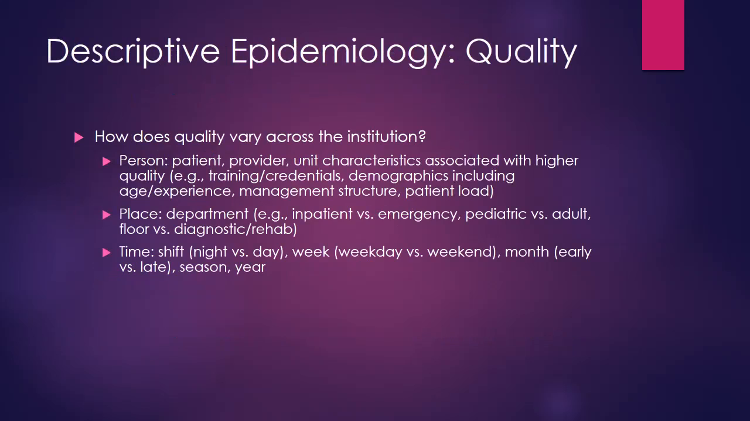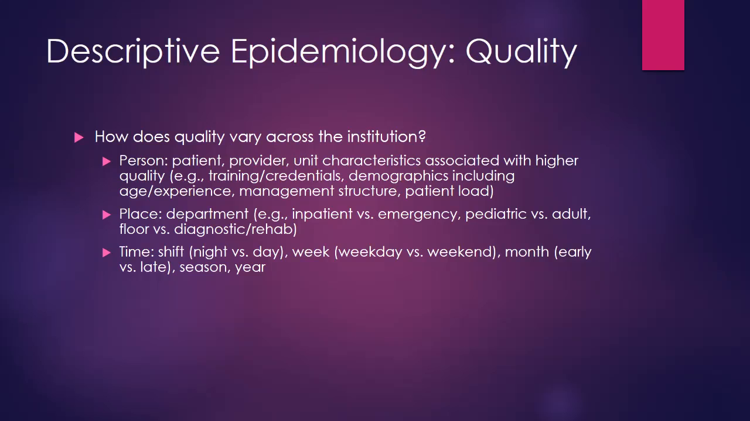So how does epidemiology relate to quality management? Well, for one thing, we can use descriptive epidemiology to measure quality, for example, across our hospital or institution system of care. Some examples of the way this might look are to look at the person, place, and time characteristics associated with higher levels of quality. So for example, at the person level, we might look at patient characteristics, provider characteristics, or even groups of providers or units, and look at whether things like provider training or credentials were associated with better quality of care, whether demographics of patients or of providers were associated with higher quality.